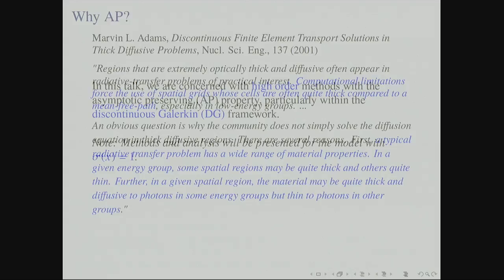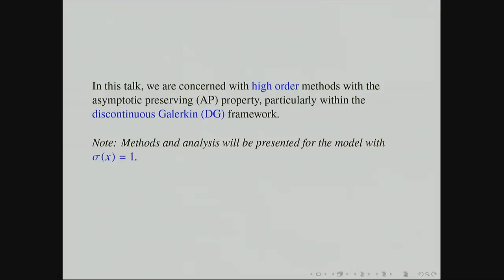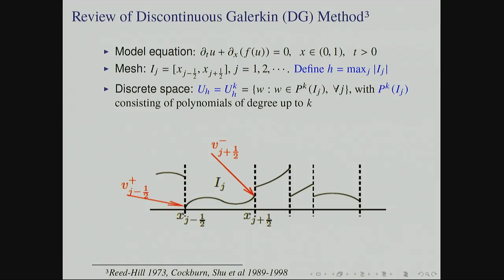In this talk, I will focus on high-order methods which have this AP property, and particularly I only focus on discontinuous Galerkin methods. In the literature, you can see such methods developed for almost any type of numerical framework, so I will be very narrow. When I talk about the method's analysis, I mostly focus on sigma(x) equal to 1, but you surely can work with general sigma(x). So this is about AP and also the model equation.